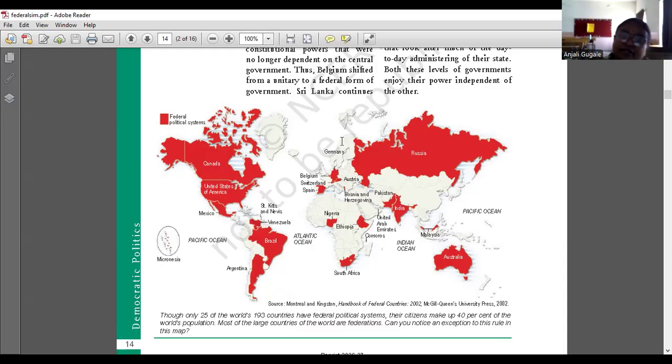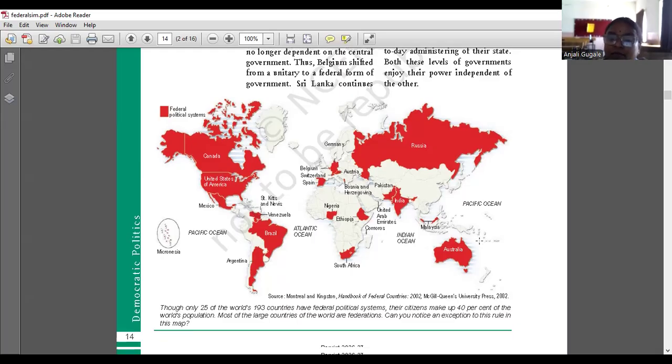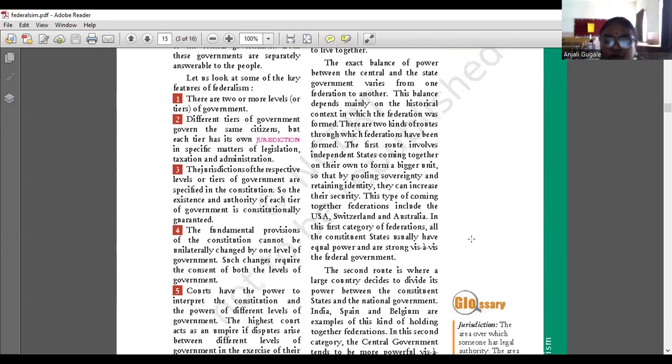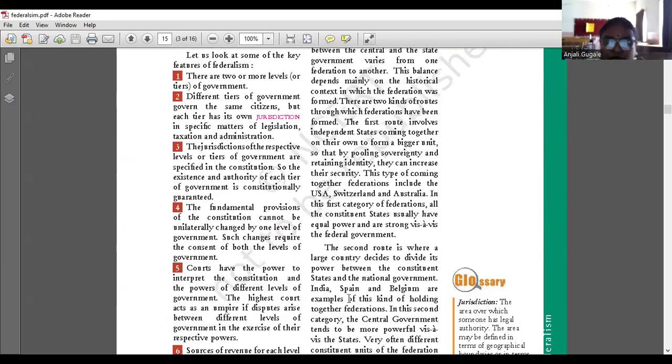So all these countries are the ones marked in the red color. They all have federalism, but the federalism is of mainly two kinds. In this class, we're going to learn about two kinds of federalism. Okay, so here are the examples. So I'm just going to share my screen of my PPT here to explain it better. Okay.